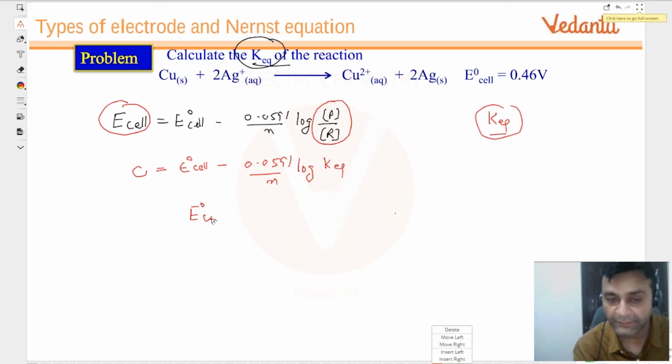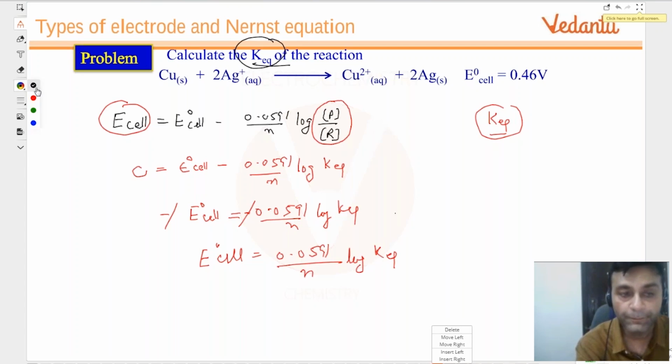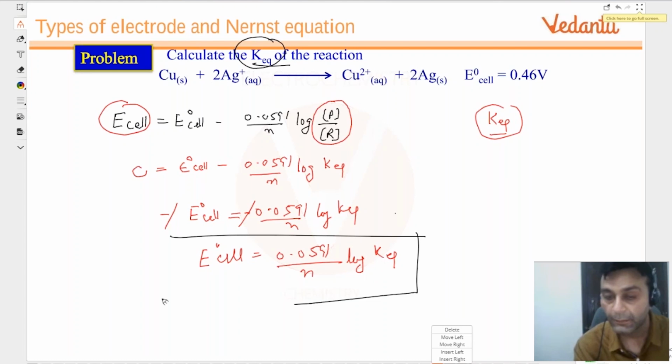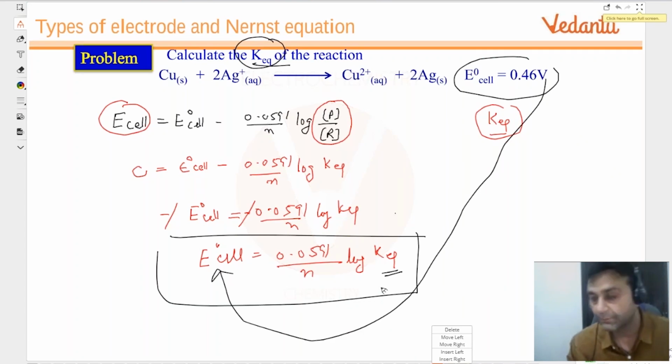Or we can say E naught cell is equal to negative value of 0.0591 upon n logarithm of K. Negative value cancelled, and now E naught cell is equal to 0.0591 upon n logarithm of K equilibrium. Getting me? So this E naught cell value is already given to you. Find the K equilibrium. That's it. Multiply and then take the antilog. You can get the value. Nothing more to be done here. Let me know if you have any doubt.